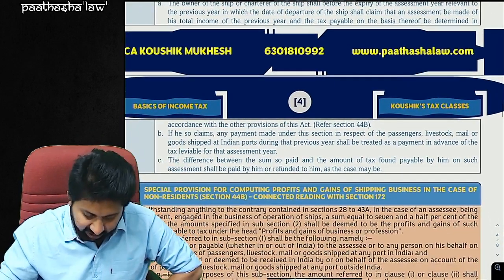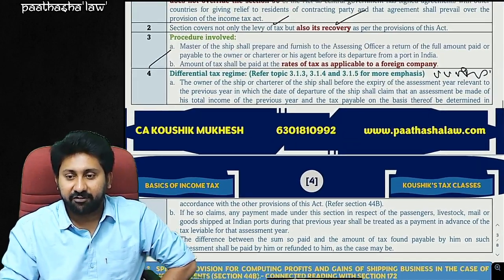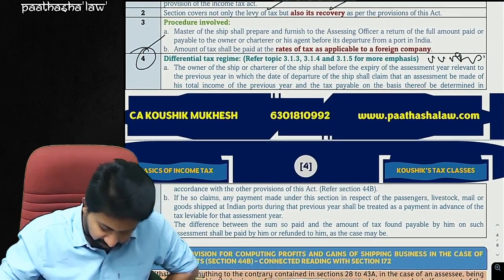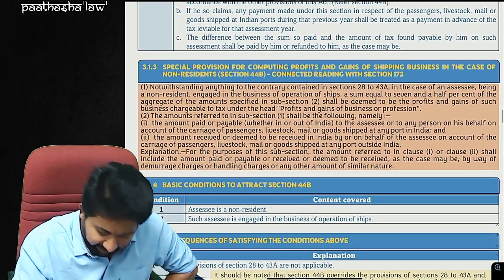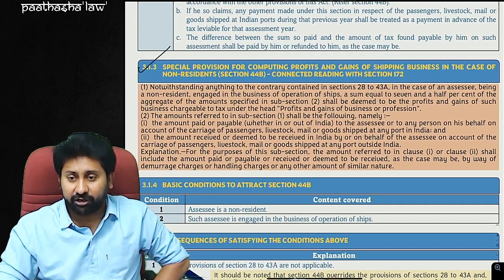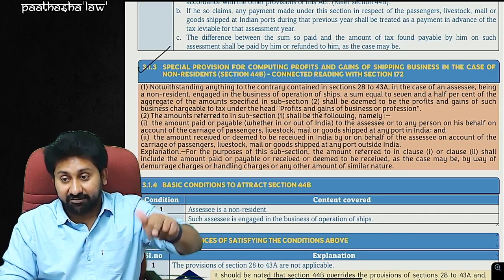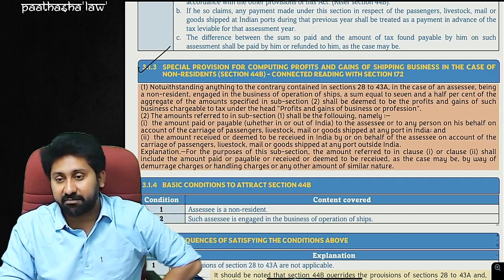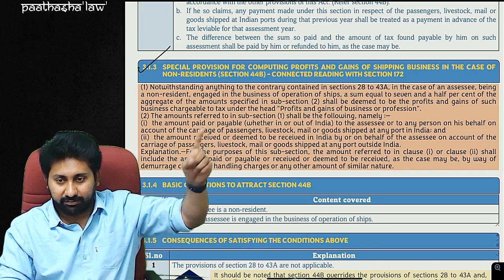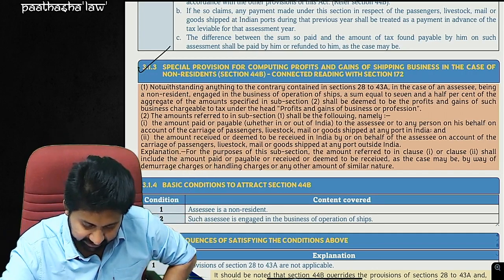That's the next thing we are going to do. Differential tax regime, point number 4. For point number 4, we need to read section 44B. Which section are we reading with which section? Section 172 read with section 44B. Let's read the provision first.